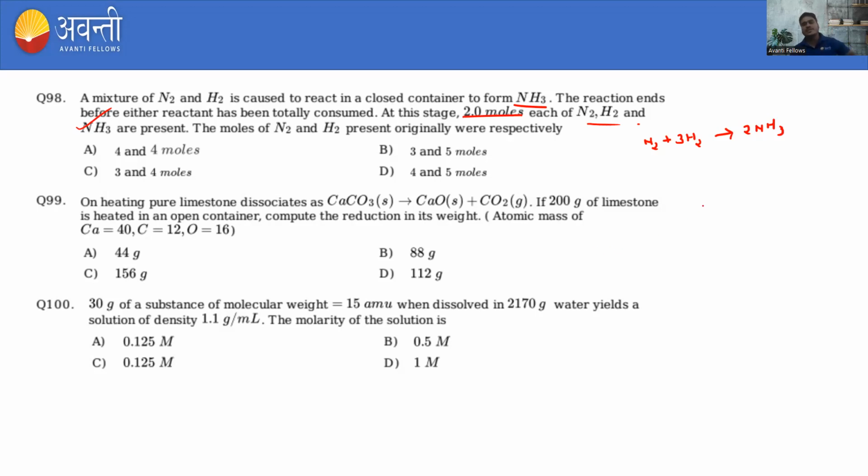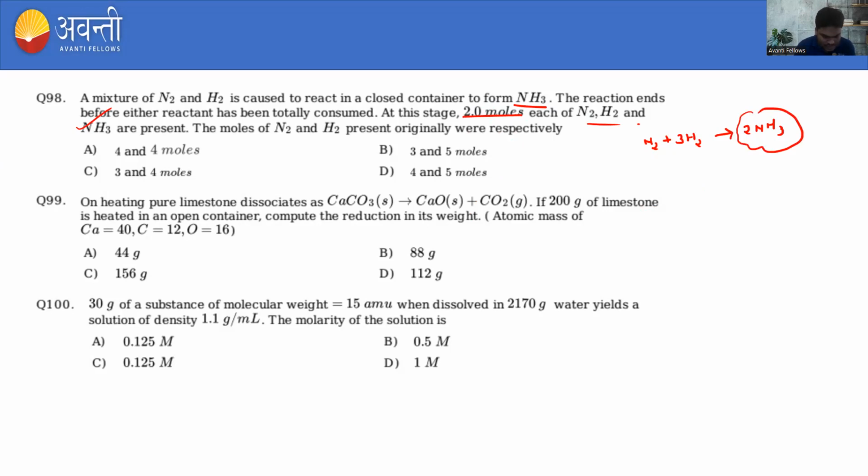So for every 1 mole of nitrogen and 3 moles of hydrogen, 2 moles of ammonia will be obtained. Right? So this is a very simple one. Now, since we are given that 2 moles of ammonia are present, they must have been formed by consuming 1 mole of N2 and 3 moles of hydrogen. Because they're asking for 2 moles of ammonia only, right? So for 2 moles of ammonia, only 1 mole of N2 and 3 moles of H2 are required.